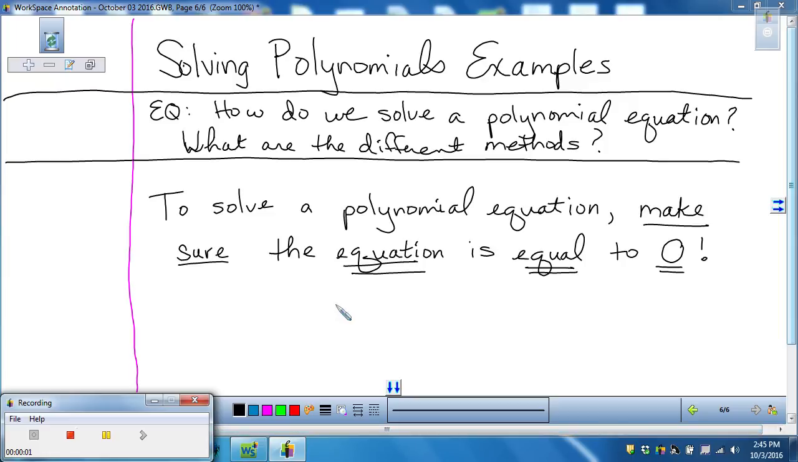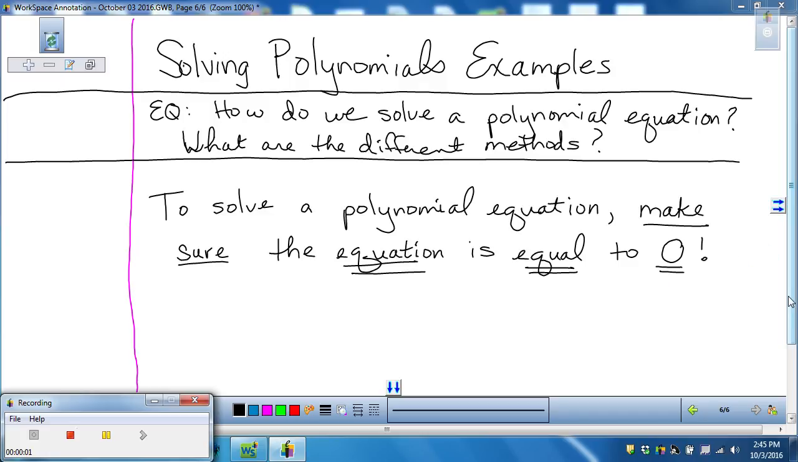Welcome back. Today we're going to talk about solving polynomials, and it's just going to be a few examples. Our essential question is, how do we solve a polynomial equation, and what are the different methods? The first thing that you need to know to solve a polynomial equation is that you must make sure that the equation is equal to 0. This is not an option. You have to make sure that the equation is equal to 0.